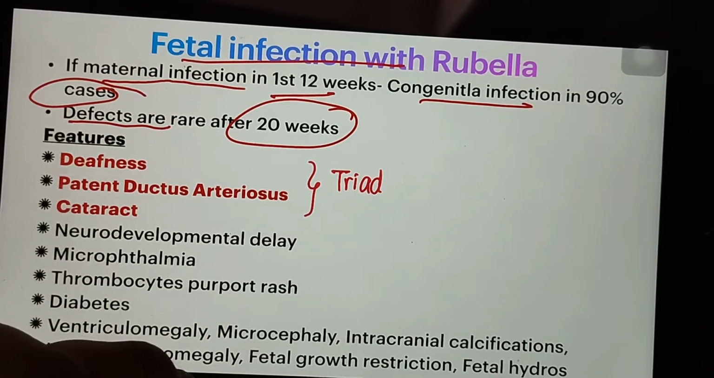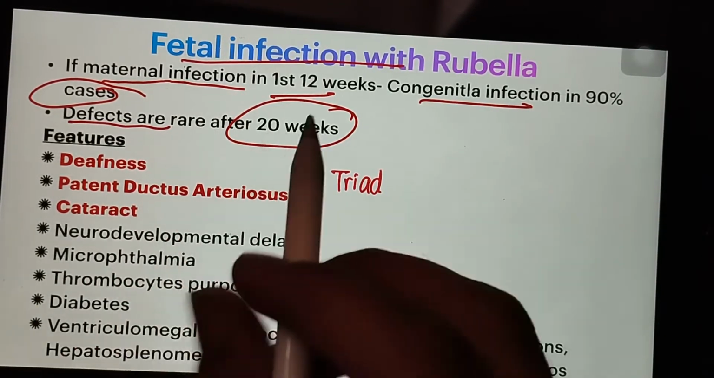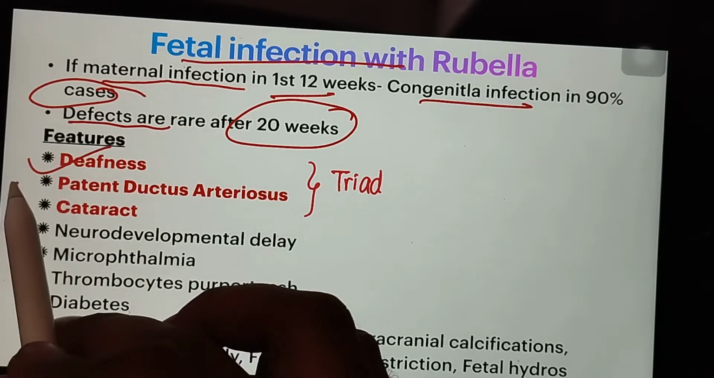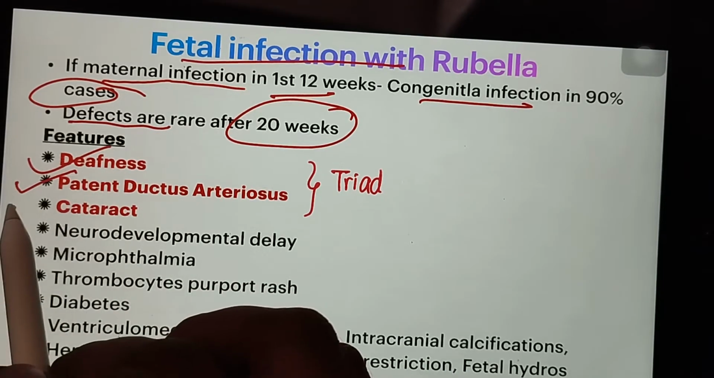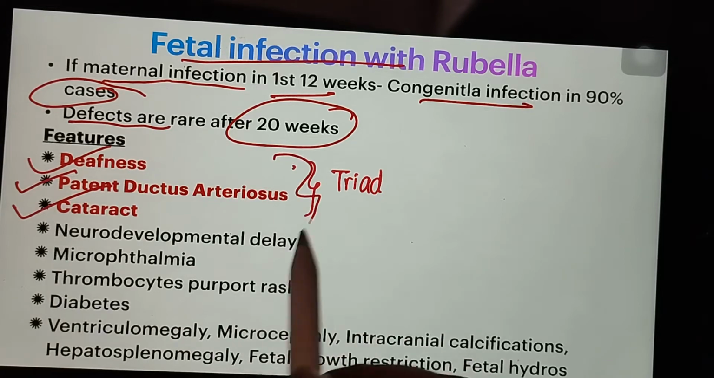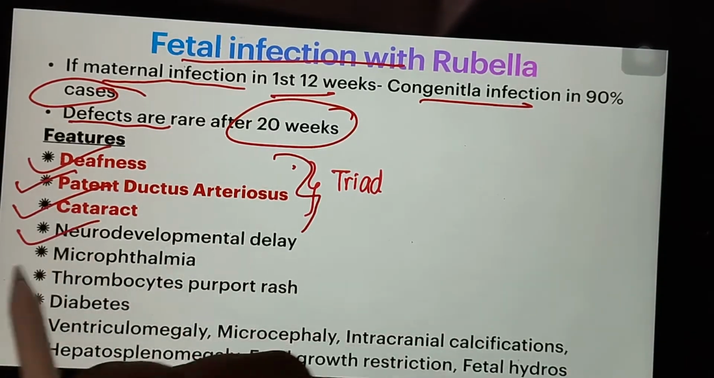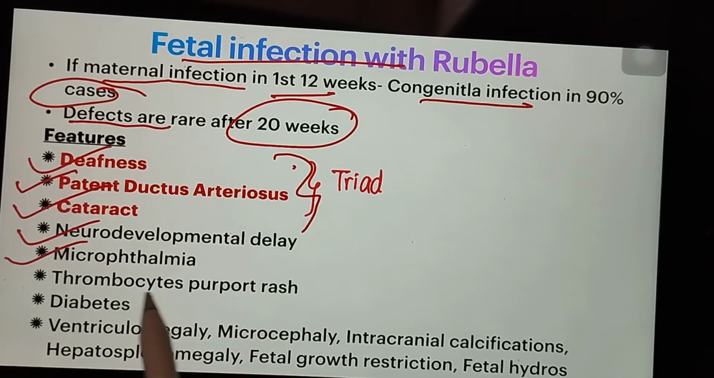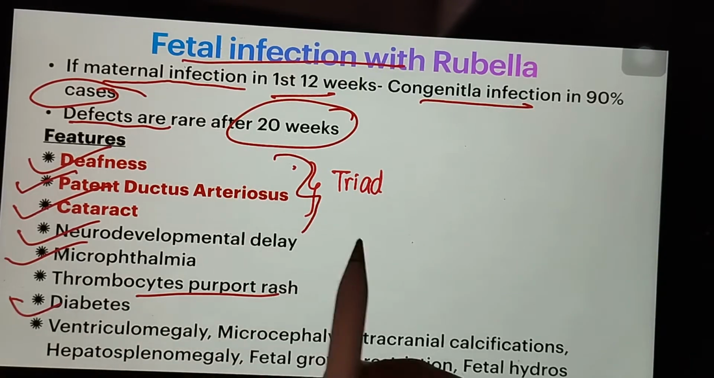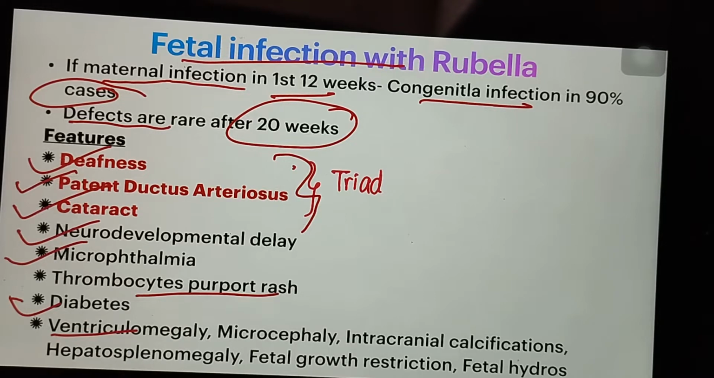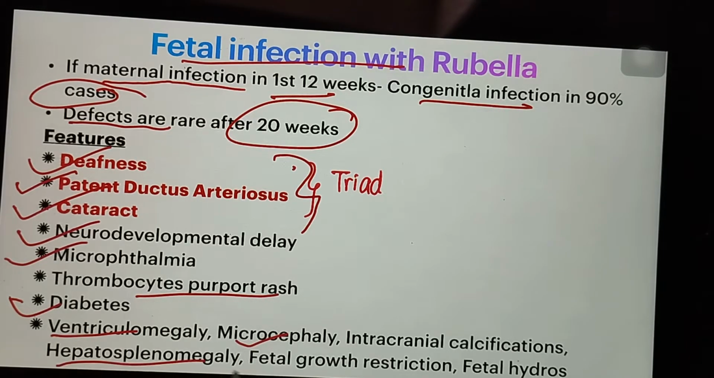The triad features of rubella are deafness, patent ductus arteriosus, and cataract. Others are neurodevelopmental delay, microphthalmia, thrombocytopenic purpura rash, diabetes, ventriculomegaly, microcephaly, intracranial calcification, hepatosplenomegaly, fetal growth restriction, and fetal hydrops.